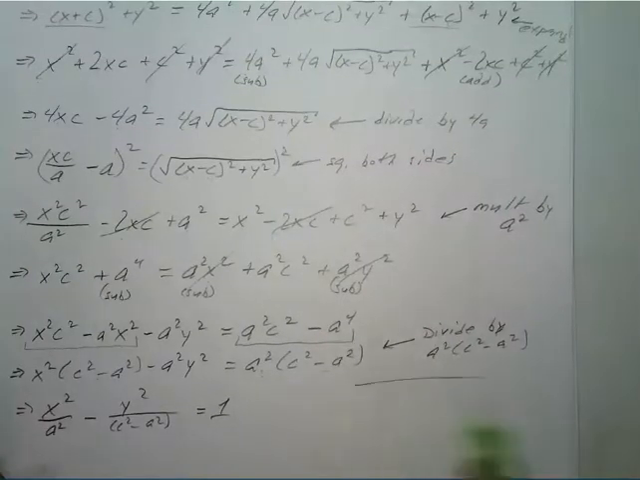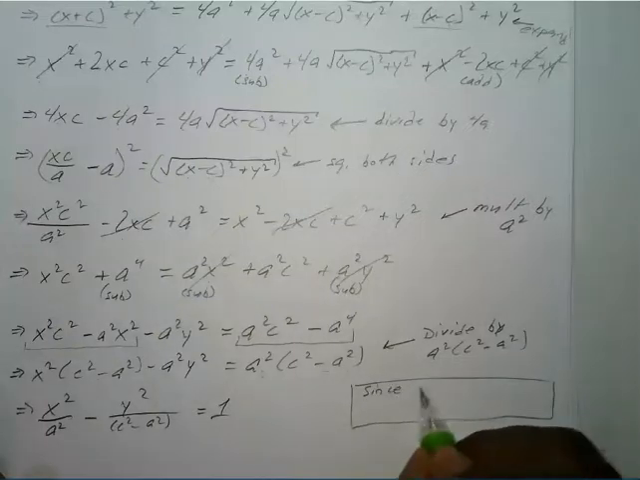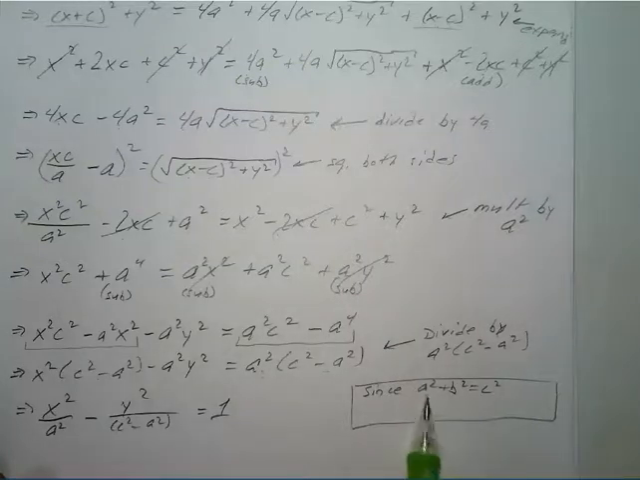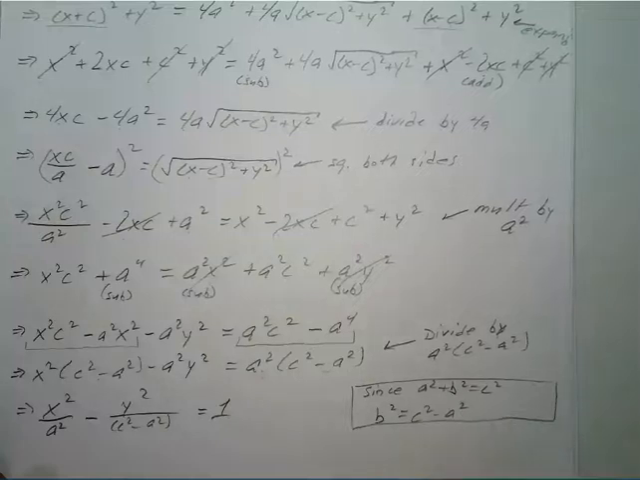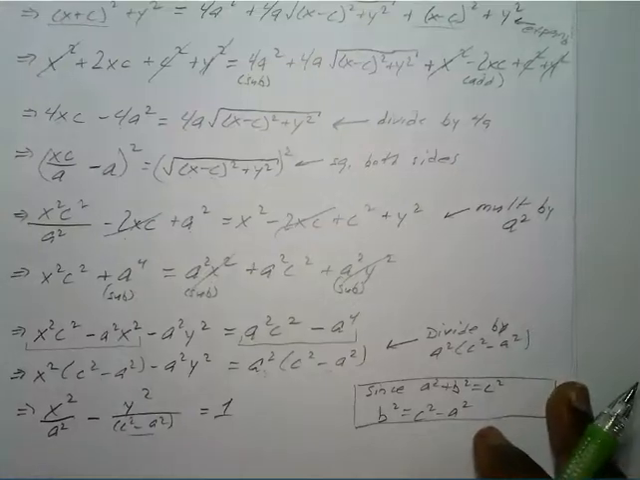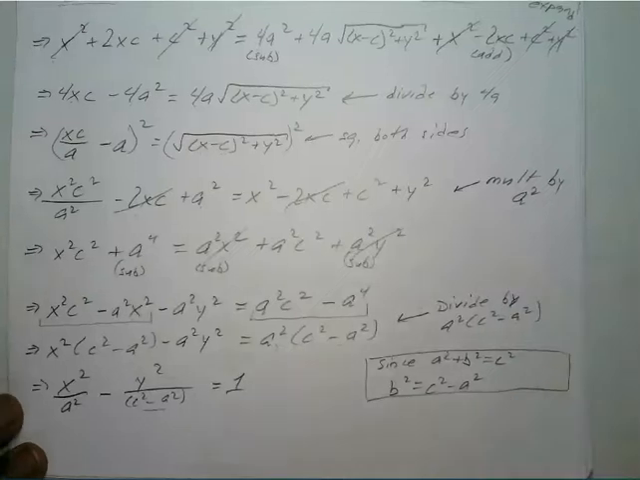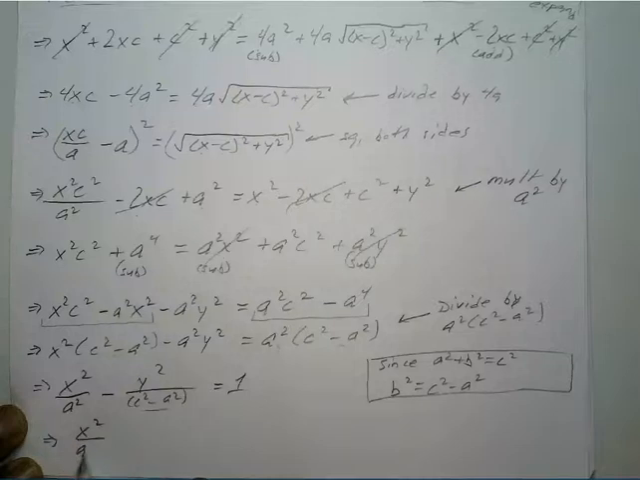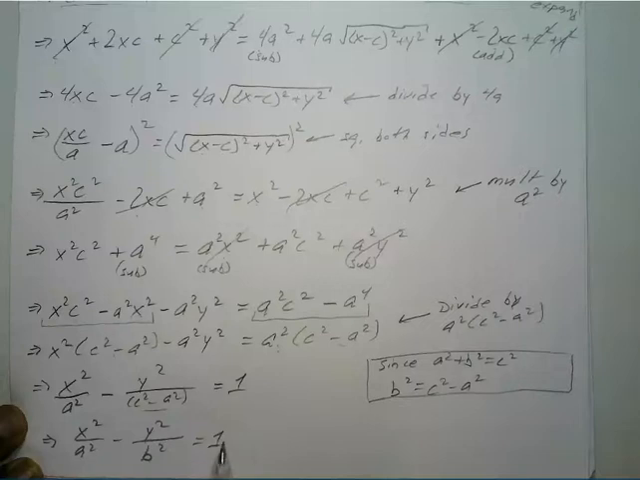All right, now quick side note before we do our next step. We know that since a squared plus b squared equals c squared, if we subtract a squared on both sides, we have b squared equals c squared minus a squared. So we can replace this, and we will end up with, let me move this over just a little bit. There we go. We have x squared over a squared minus y squared over b squared equals 1.